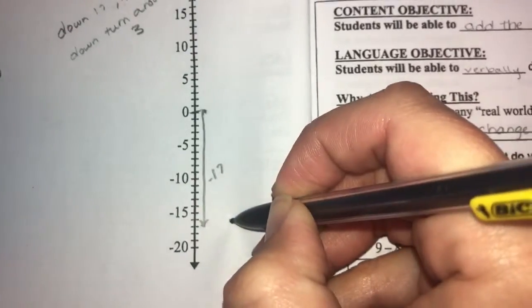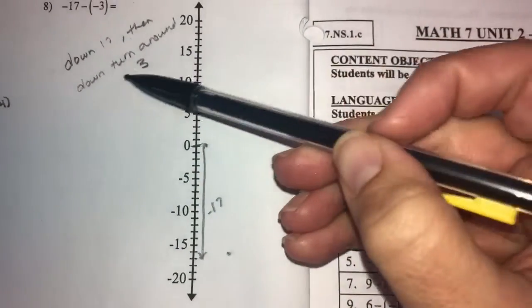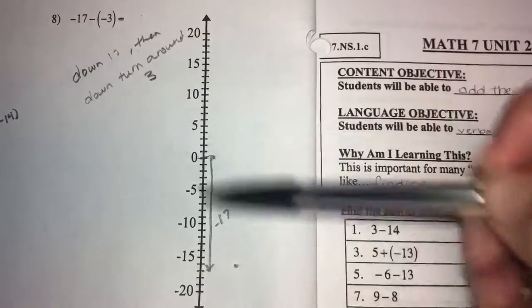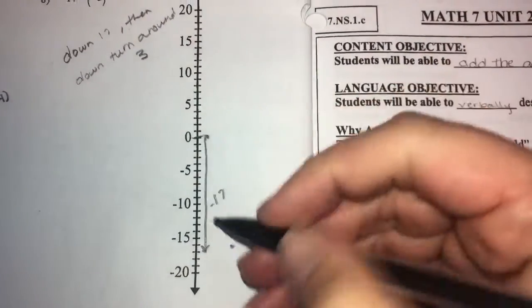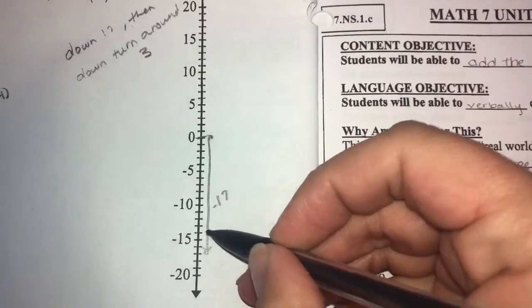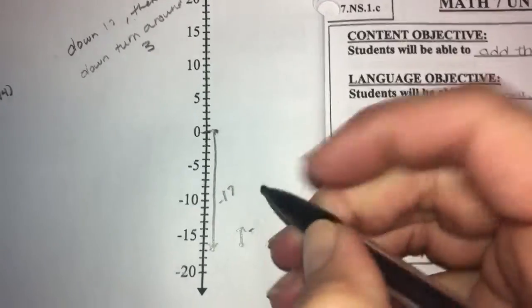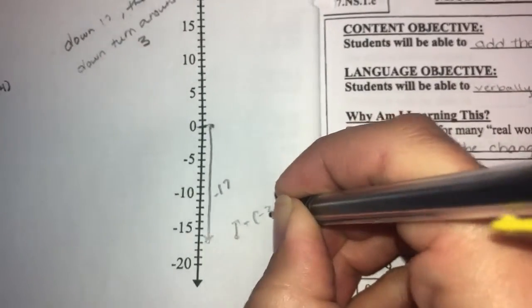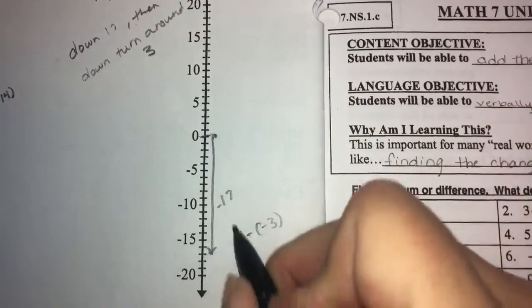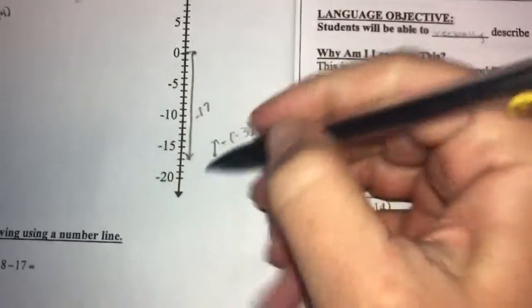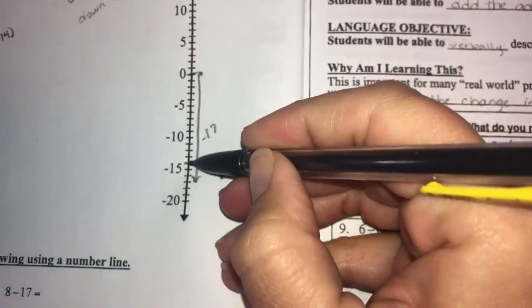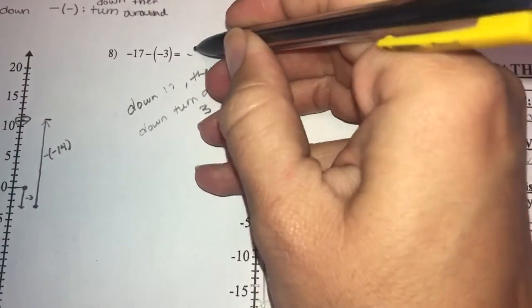And then our next arrow starts right where we left off. It says down but turn around 3. So if we go down but turn around, that means we're actually going to go back up 3. 1, 2, 3. So it ends up right there. That's the down but turn around 3, and it actually ends up going back up. And so we end up right above negative 15. So we end up at negative 14. So that one gives us negative 14.